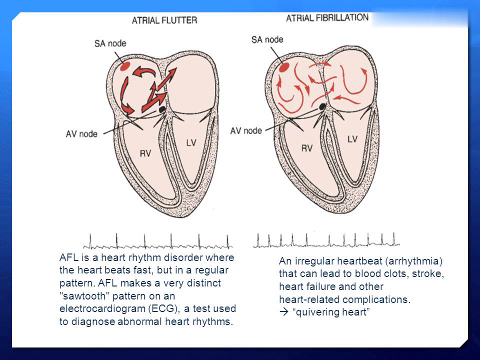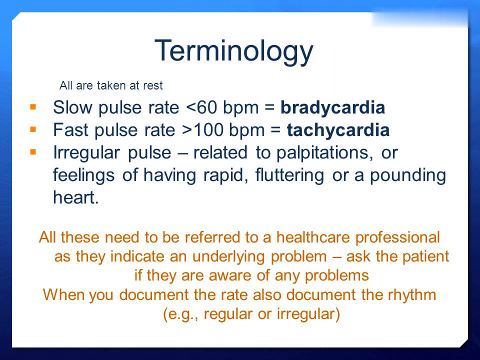Quivering heart. Terminology: all are taken at rest. Slow pulse rate, less than 60 bpm, equals bradycardia. Fast pulse rate, greater than 100 bpm, equals tachycardia. Irregular pulse is related to palpitations, or feelings of having a rapid, fluttering or pounding heart.